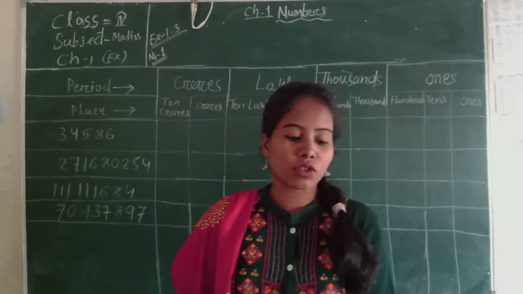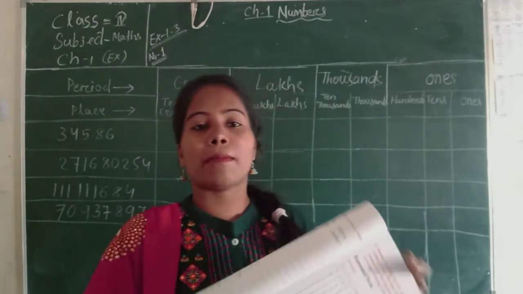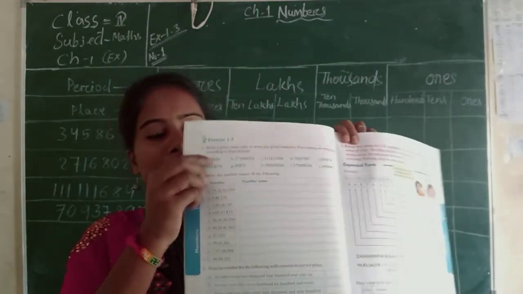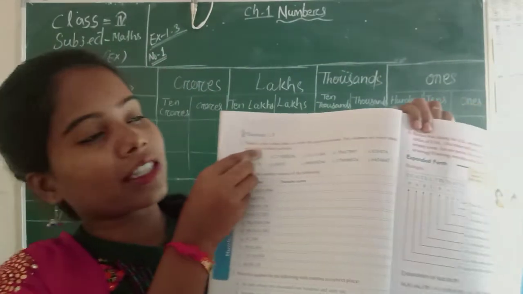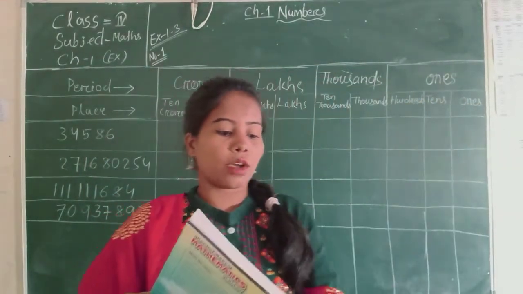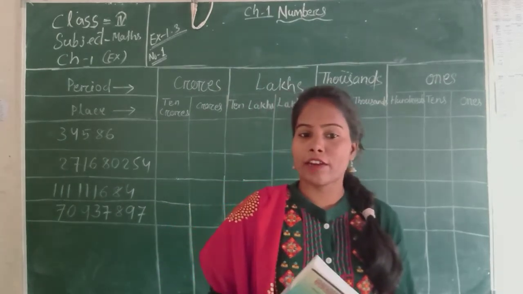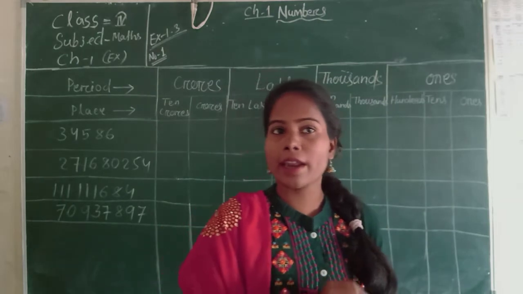Make a place value table to write the given numbers. So here some large numbers are given. For these numbers you have to make a place value chart, and put commas to write them according to their period.